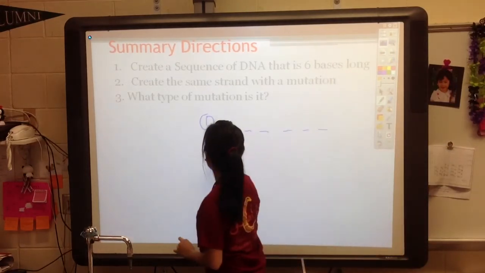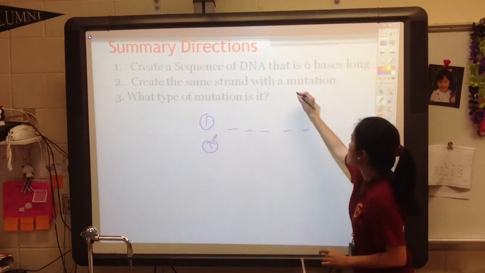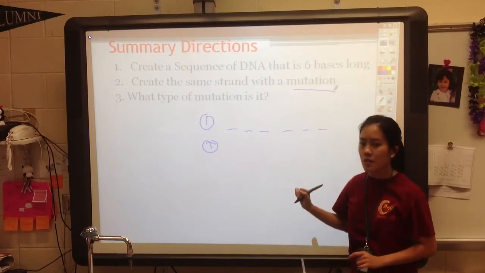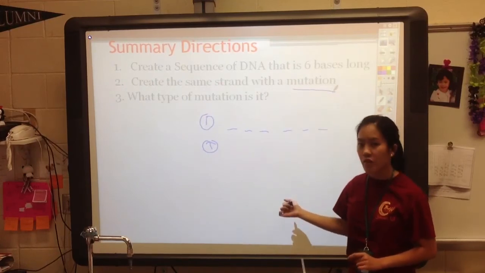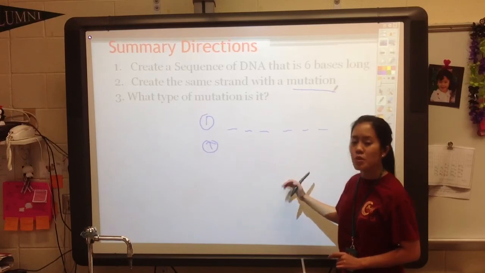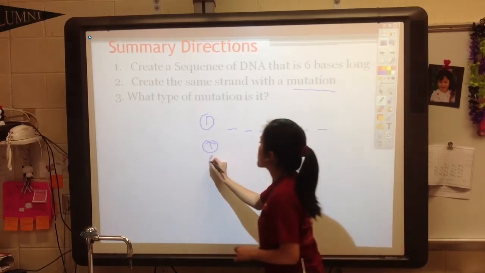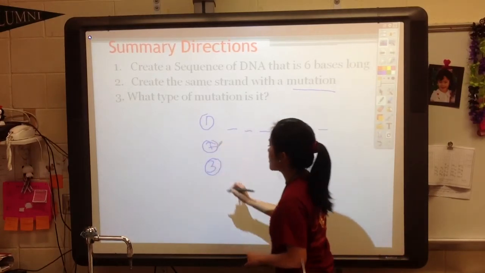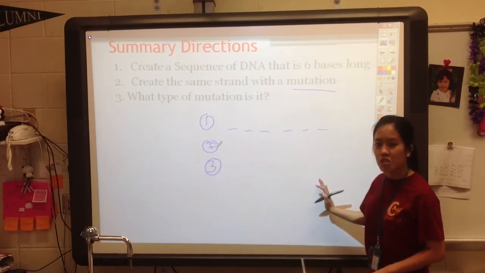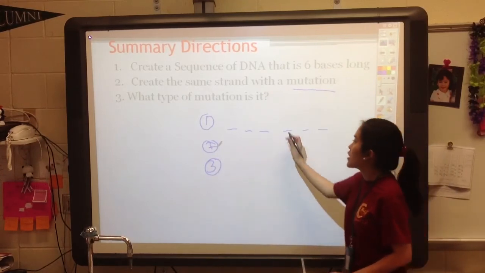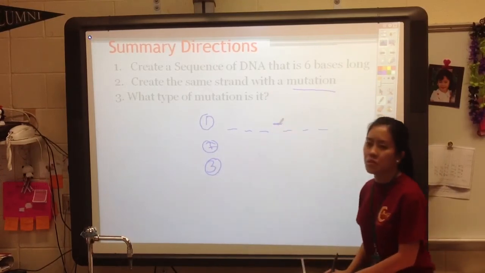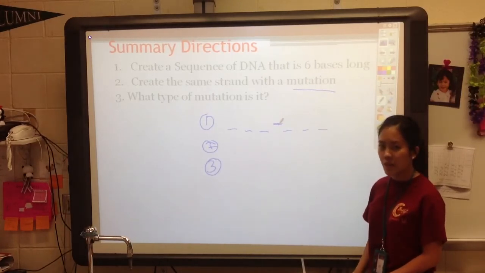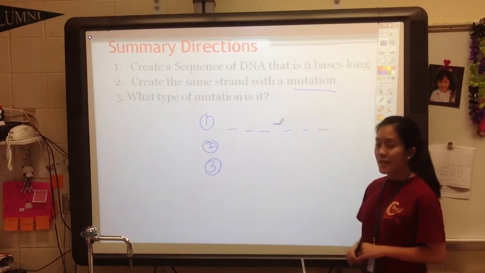Then number 2, I want you to create the same sequence with a mutation. Okay, create a mutation of your own. Don't copy the ones from your notes, but use that as a guide. And the third thing is I want you to tell me what type of mutation you created. I do want you to write everything in sets of 3s, so make sure you keep that in mind as well. And that's all for this unit.